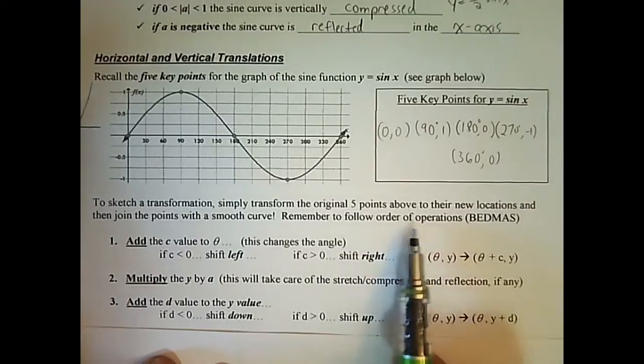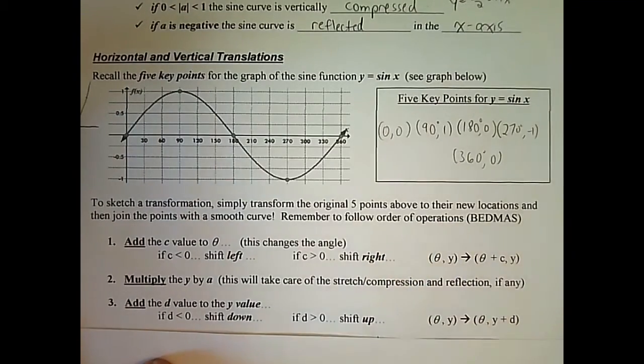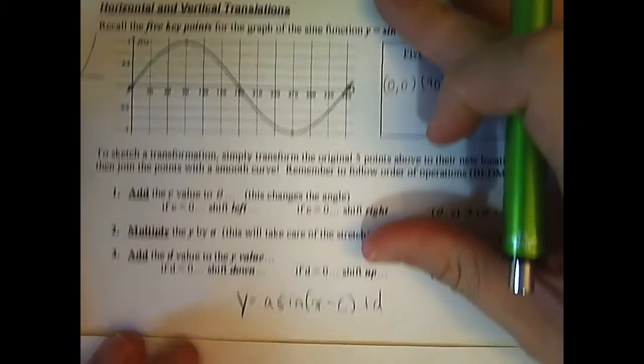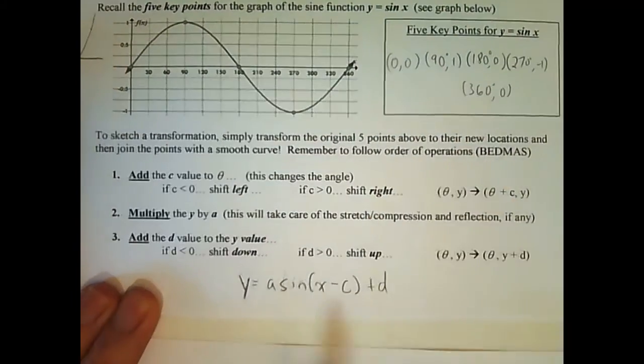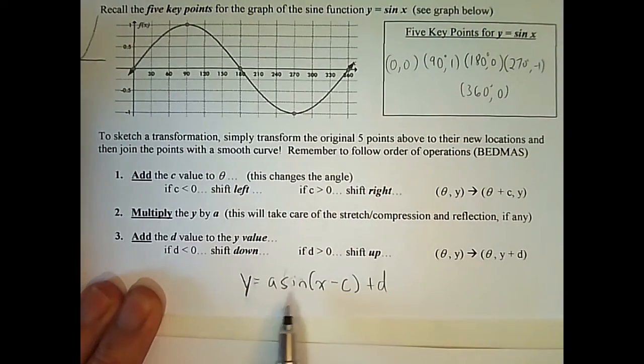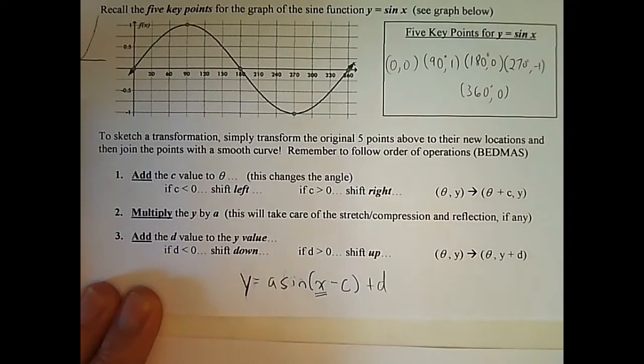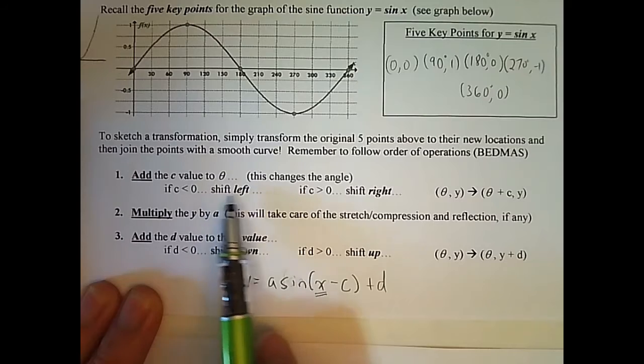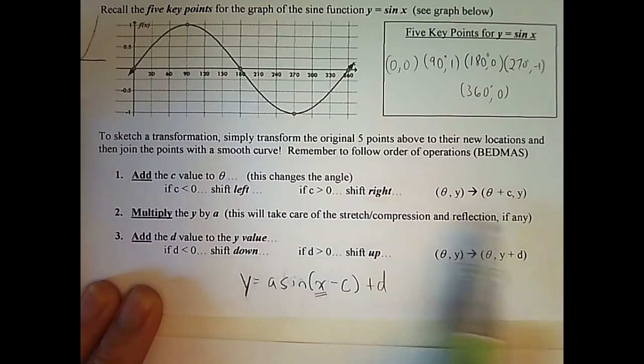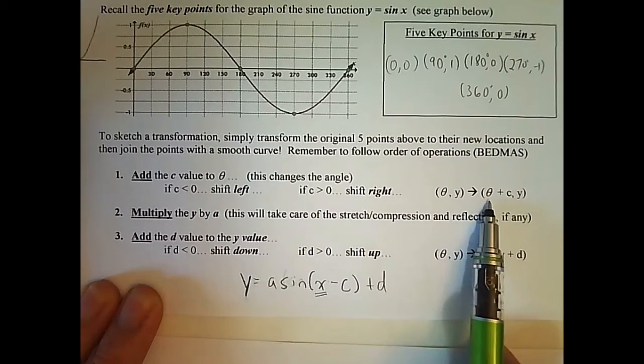So remember to follow our order of operations when we're doing this, if you forget the order in which we have to do this. So here's our equation if we're doing transformations for the sine function. And let's focus on the x value. As long as we follow BEDMAS, we'll do everything in the correct order. So according to BEDMAS, I would do my brackets first. So first thing I'm going to do is do the c value, which is the horizontal shift left or right. And that's going to affect the x value, or the theta in this case.